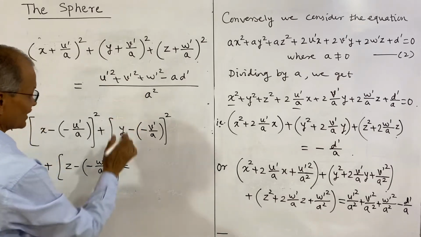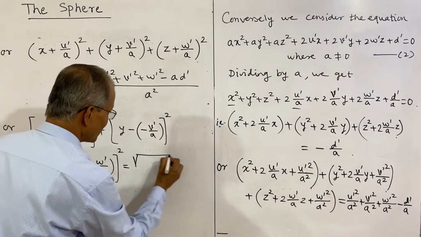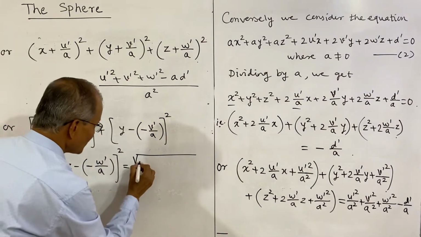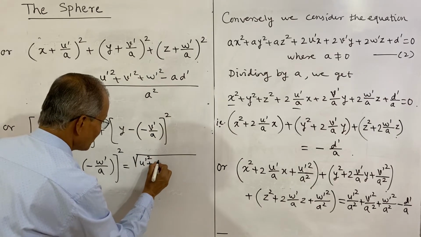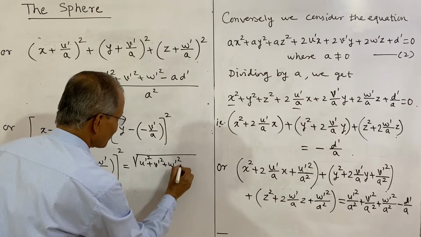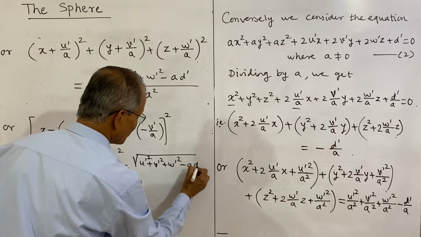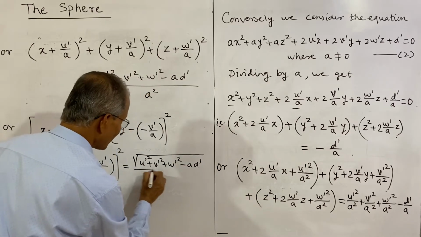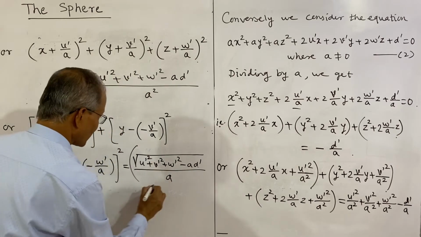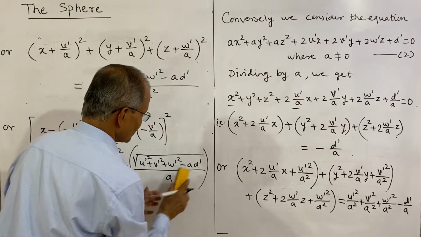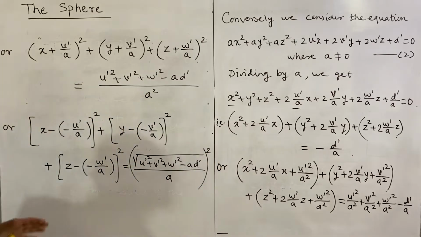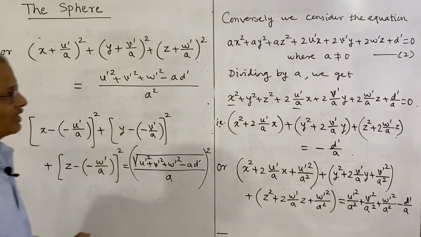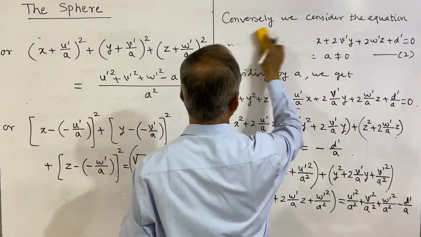and the right side I shall write under root of u prime square plus v prime square plus w prime square minus a into d prime divided by a whole square. You see. Now comparing this with equation 1, we get this represents a sphere.